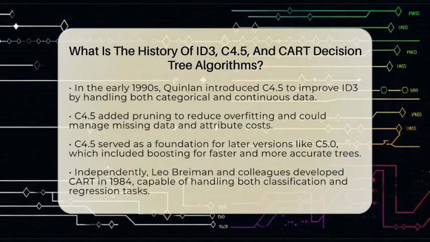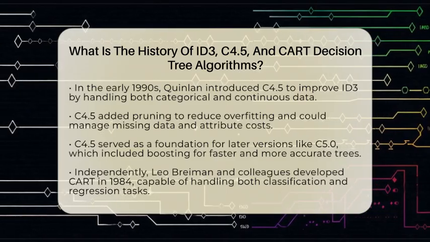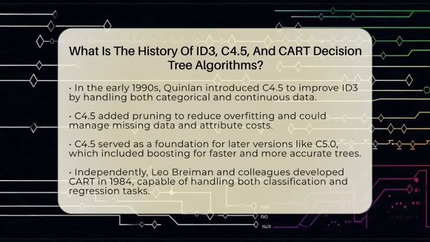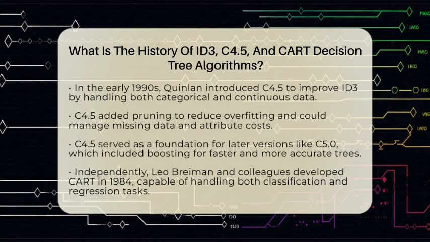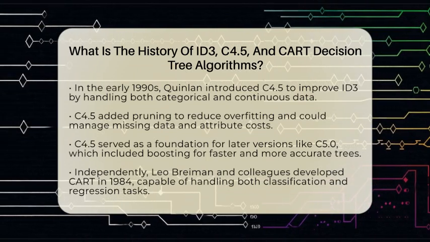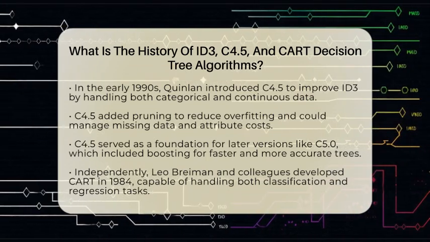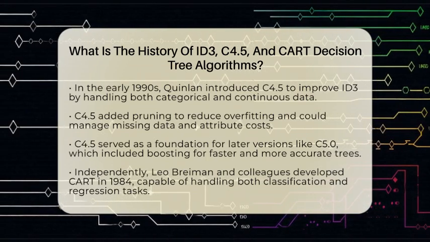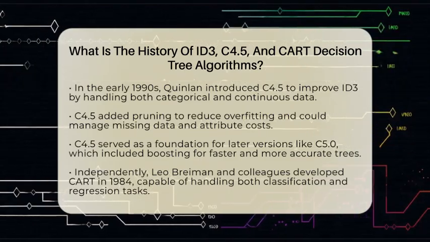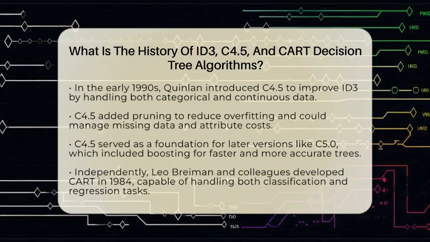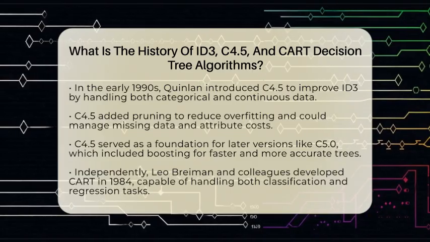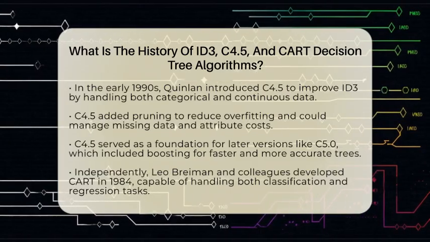To fix these issues, Ross Quinlan created C4.5 in the early 1990s. C4.5 improved on ID3 by allowing the algorithm to handle both categorical and continuous data. It also introduced pruning, which removes parts of the tree that don't improve accuracy. This made the trees more reliable and less likely to overfit.